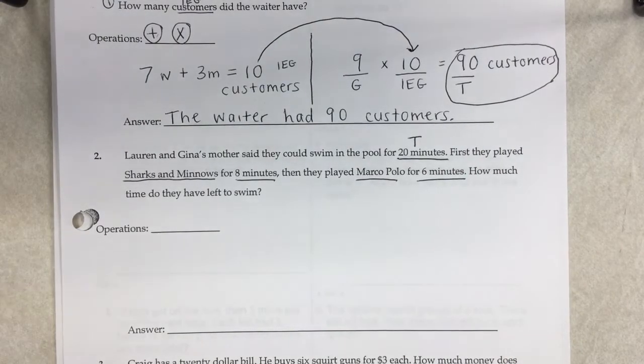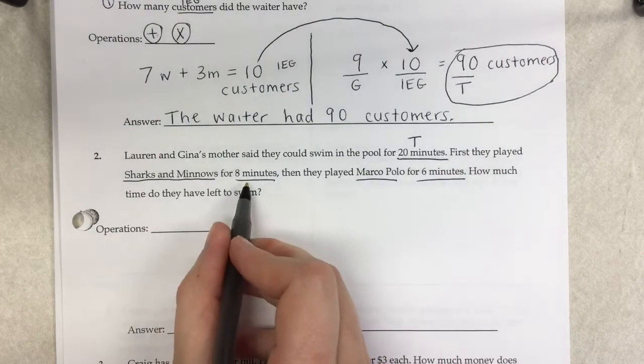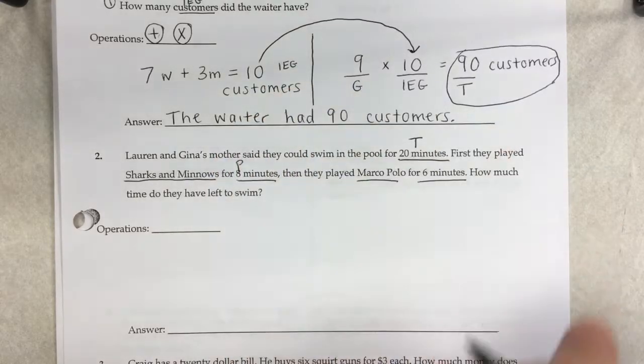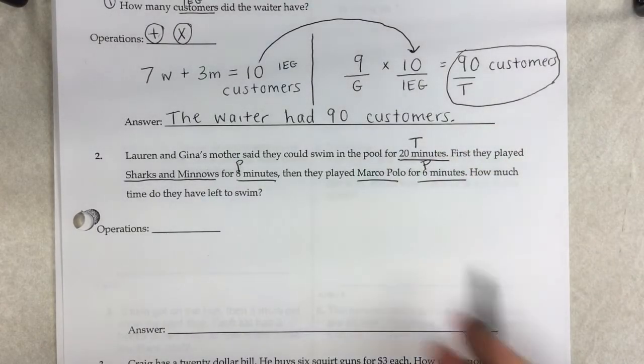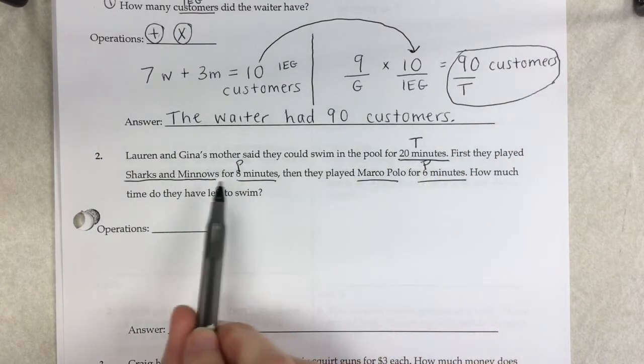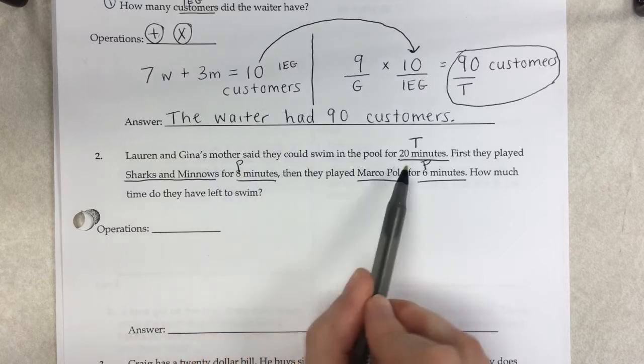Okay, so for part of the time, they played a game for 8 minutes. So 8 is a part. For the other part of the time, they played Marco Polo. So 6 is another part. So I'm thinking part and part. That's how much they played total. So part plus part equals total.